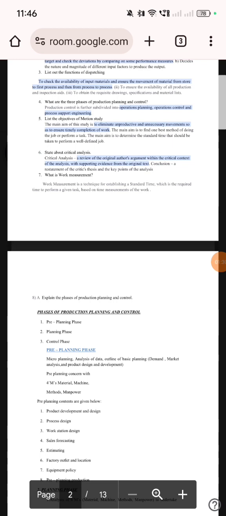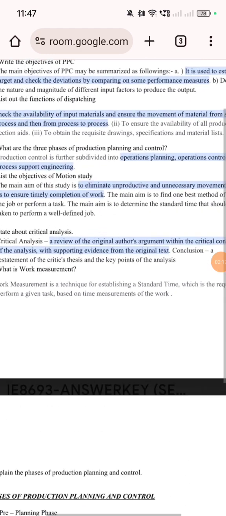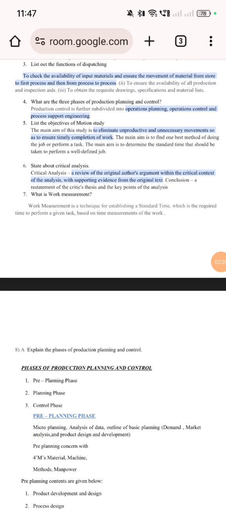Fourth question, what are the objectives of motion study? The main objectives of motion study are to eliminate unproductive and unnecessary movements, to ensure timely completion of work, and to find the one best method of doing a job or performing a task. The main aim is to determine the standard time that should be taken to perform a well-defined job. These are the objectives of motion study.